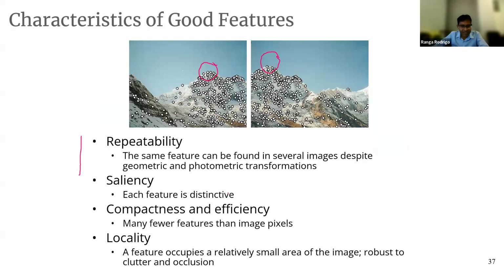One thing that must be there is repeatability. In these features that we did, the same feature can be found in several images despite geometric and photometric transformations. That's repeatability. Saliency: each feature must be distinctive. That means this must not look like this one; there has to be a difference in the representation. Compact and efficiency: many fewer features than image pixels. Image pixels are maybe 1000 by 1000, but you don't have that many features. Locality: a feature occupies a relatively small area in the image, robust to clutter and occlusion. So these are the characteristics of good features.